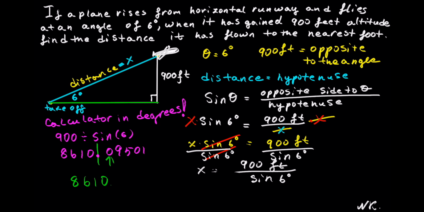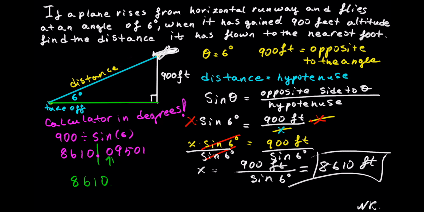So we get that x is equal to 8,610 feet, or our distance flown is 8,610 feet. And that's our solution. That's all.